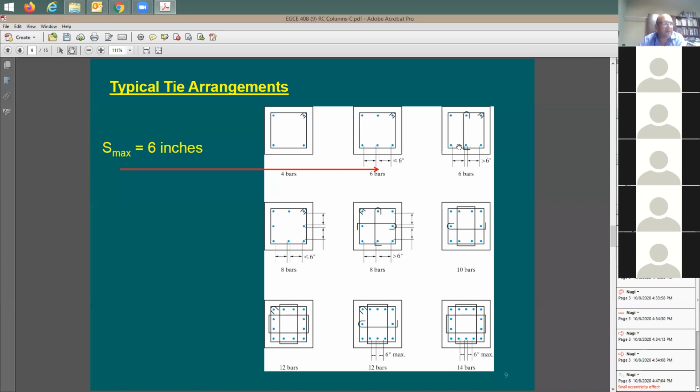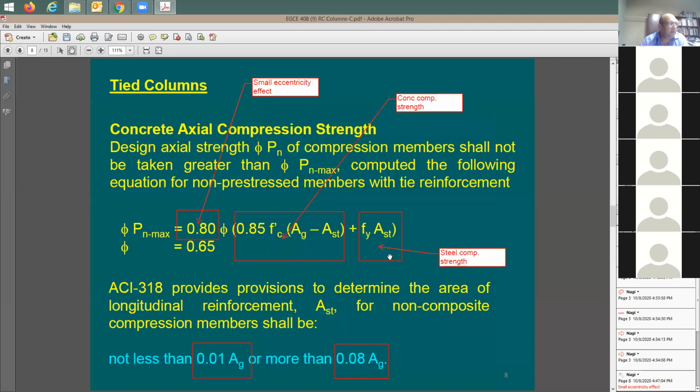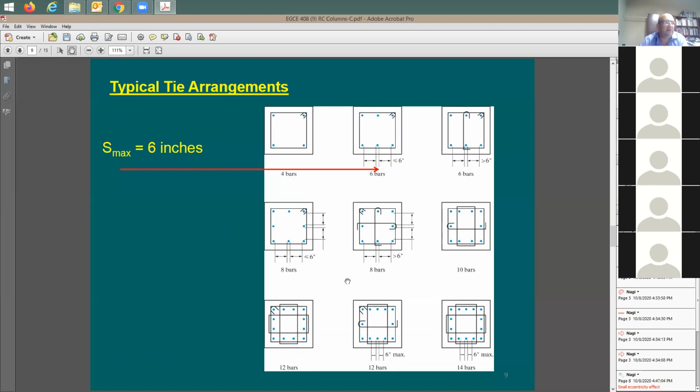Look at different configurations. In some cases, I need to provide this cross tie. Let's say that I have here 6 rebars, right? Then I need to provide this cross tie. In some cases I have here 8 rebars, just one tie, and then all of a sudden I start to add here cross ties. Well, it means that I need to do some analysis for the ties that you don't see here. So if you look here at this equation, nothing here, no discussion about how to do the tie analysis.